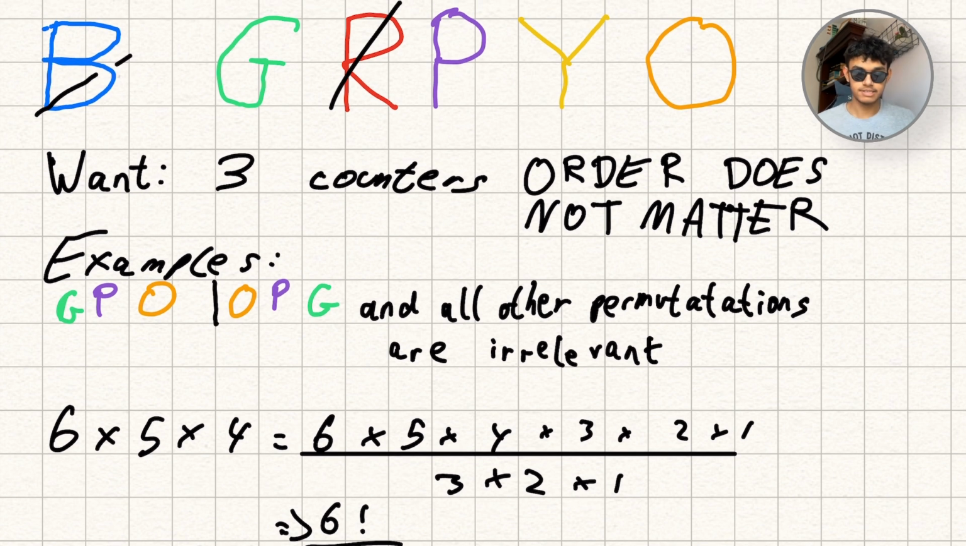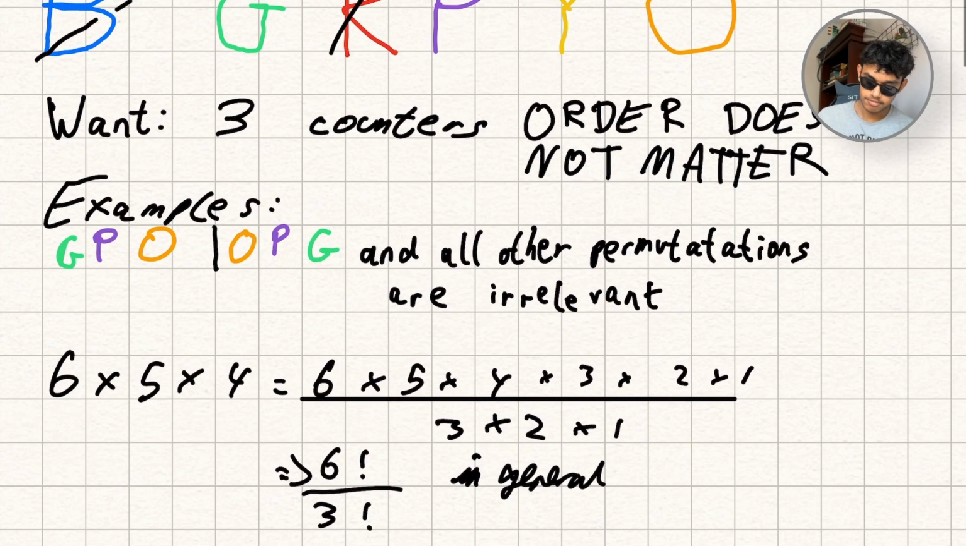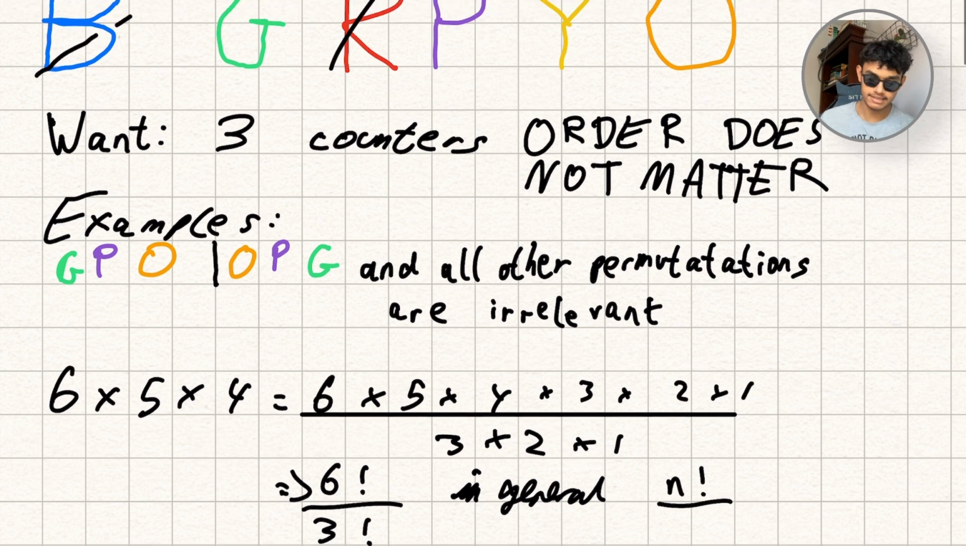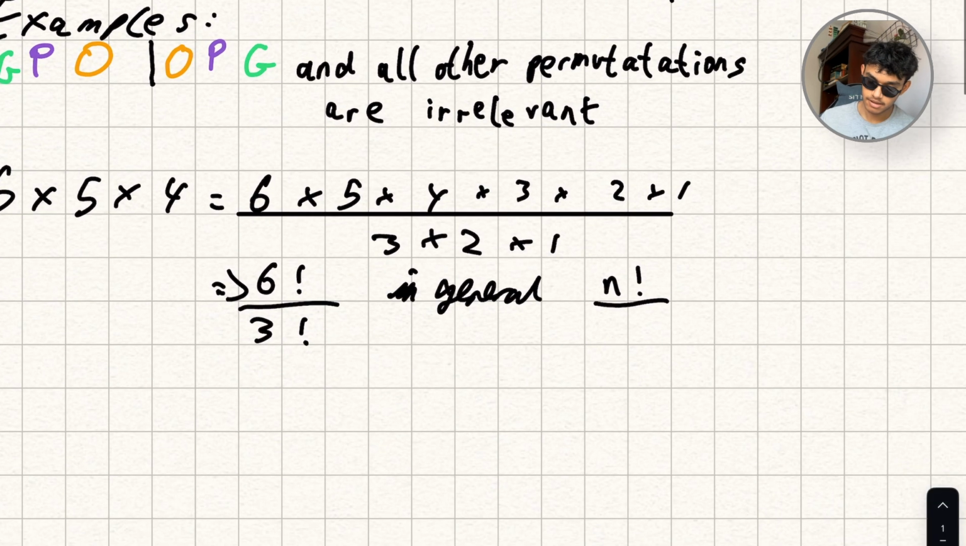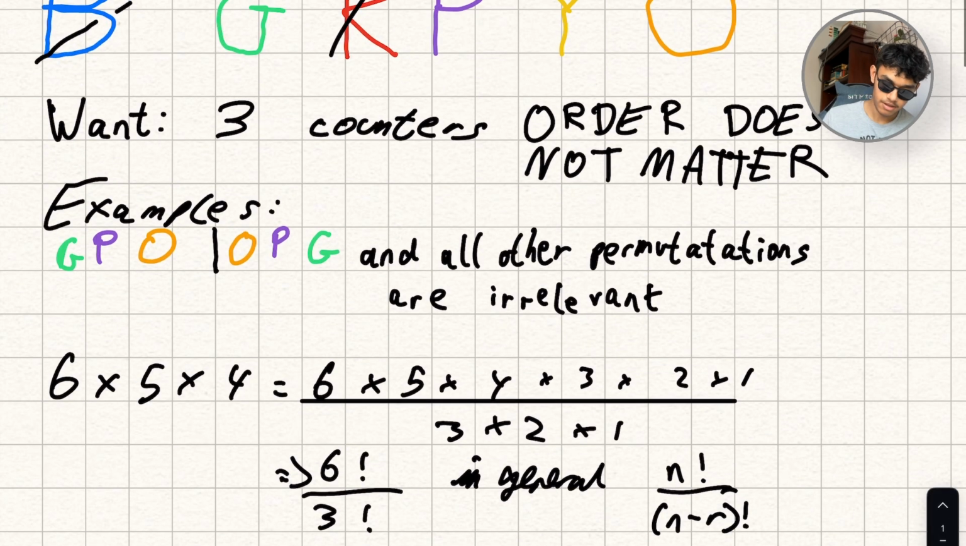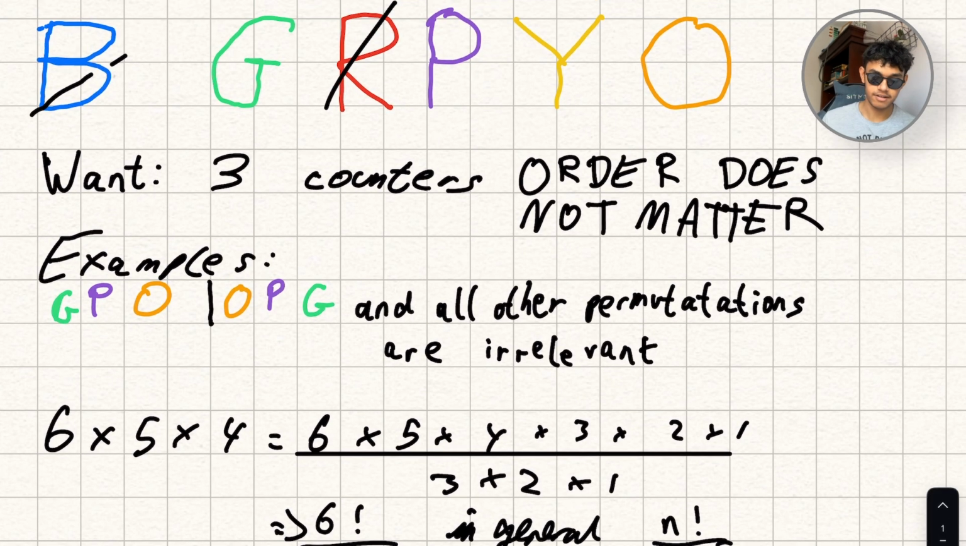And if this was in a general case, in general, we could rewrite this as n factorial, where n is the number of counters in the bag, over n minus r factorial, where r is the number of counters that we want, so in this case 3.